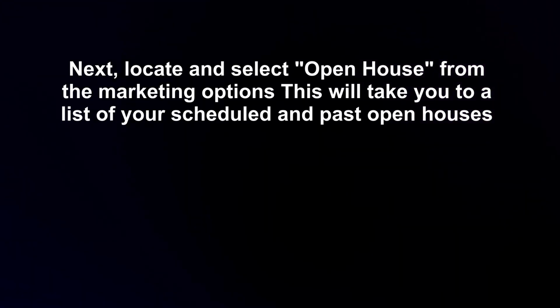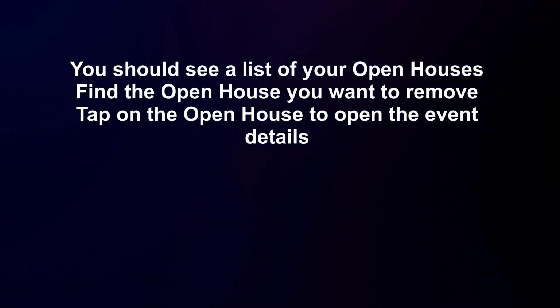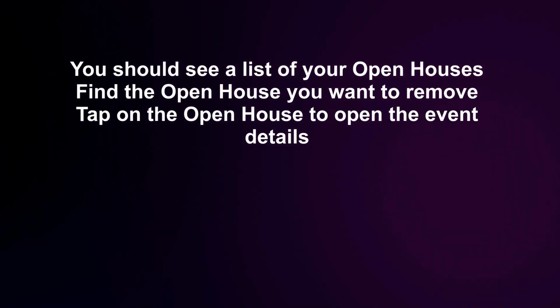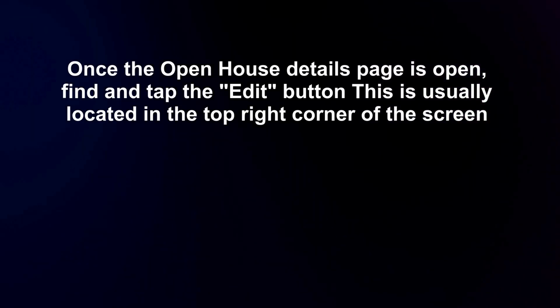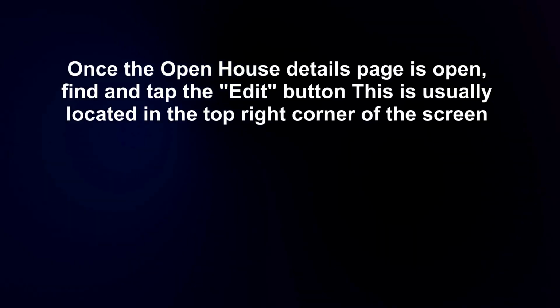This will take you to a list of your scheduled and past open houses. You should see a list of your open houses. Find the open house you want to remove. Tap on the open house to open the event details. Once the open house details page is open, find and tap the edit button. This is usually located in the top right corner of the screen.